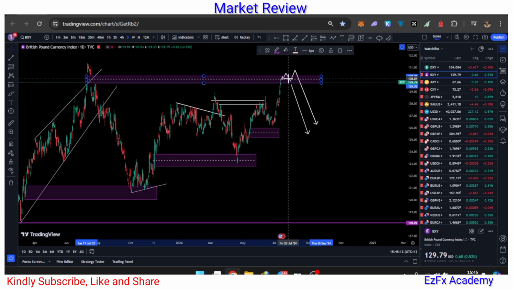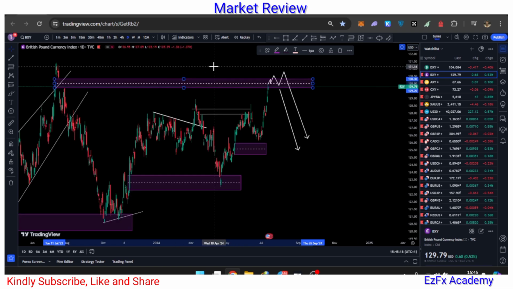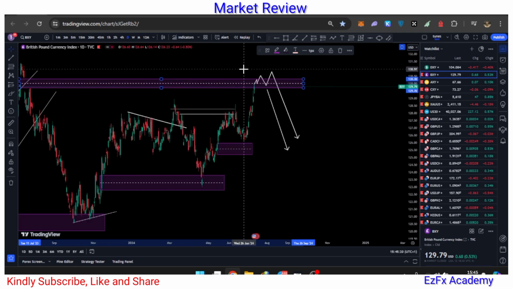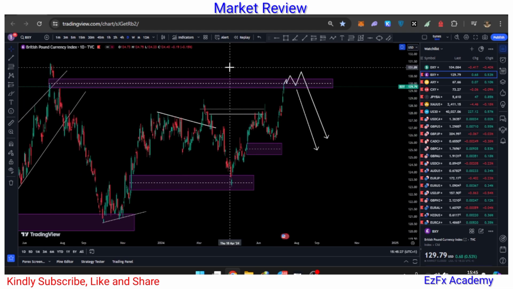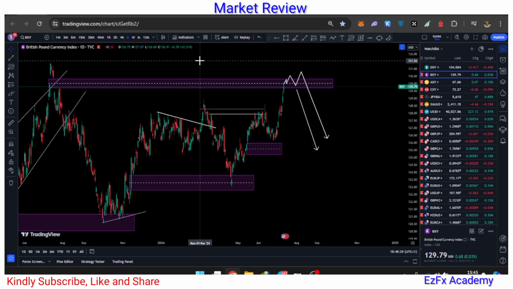Alternatively, we might just get to see price pulling above this zone, possibly just sweeping liquidity from this zone, getting to maybe a lower time frame supply, and then we get to see ourselves having this second path drawn. So this is what I'll be expecting on BXY during the course of the week.